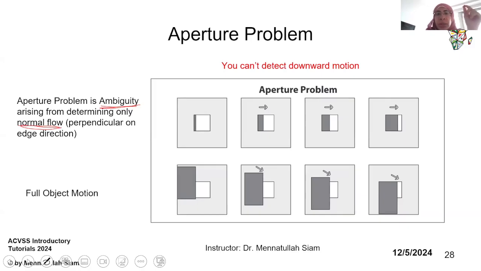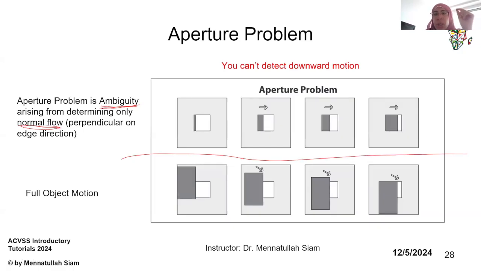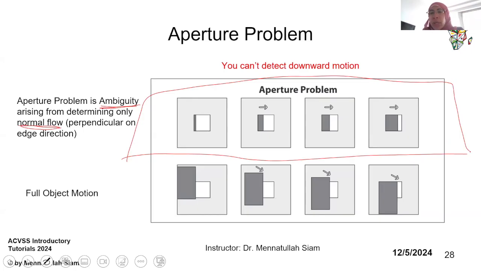So the normal flow, if you look at this part, the one that I'm highlighting, this is telling you that the object is moving from left to right. It's quite clear that it is moving from left to right. But the full object motion is not like that. The full object motion is actually moving diagonally from top left to bottom right. So this motion here is the correct one, but this is what you perceive. And there are ambiguities that arise.